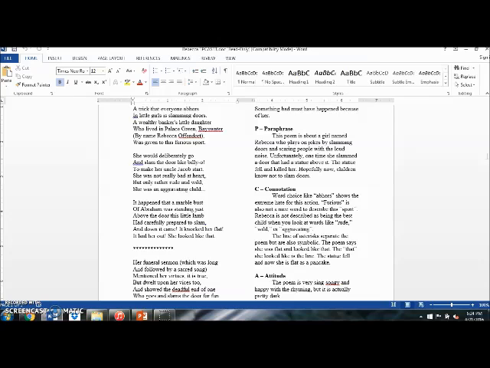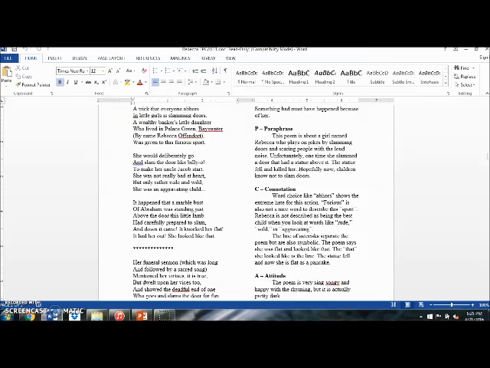It happened that a marble bust of Abraham was standing just above the door this little lamb had carefully prepared to slam, and down it came. It knocked her flat. It laid her out. She looked like that. Her funeral sermon, which was long and followed by a sacred song, mentioned her virtues, it is true, but dwelt upon her vices too, and showed the dreadful end of one who goes and slams the door for fun.